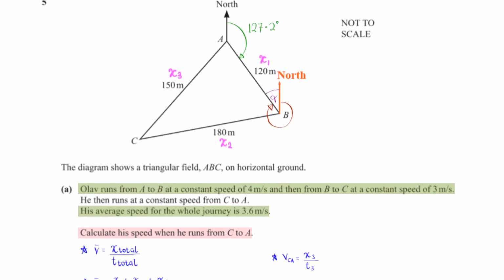Olaf's speed when he runs from C to A will be equal to the distance he covered between these 2 points, which we have been given on the diagram as 150 meters, divided by the time he took to cover this distance, which we have not been given directly in the question. So let's find this time duration before coming back to this equation.